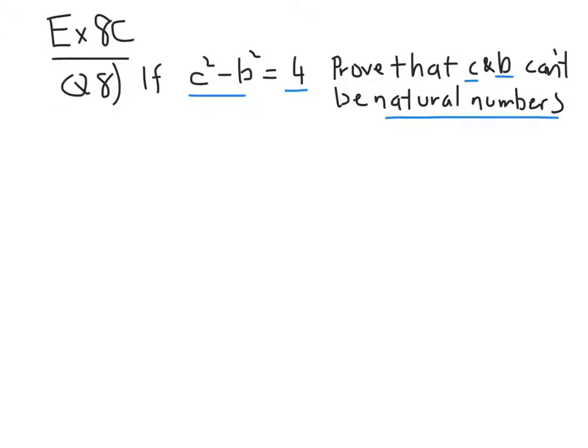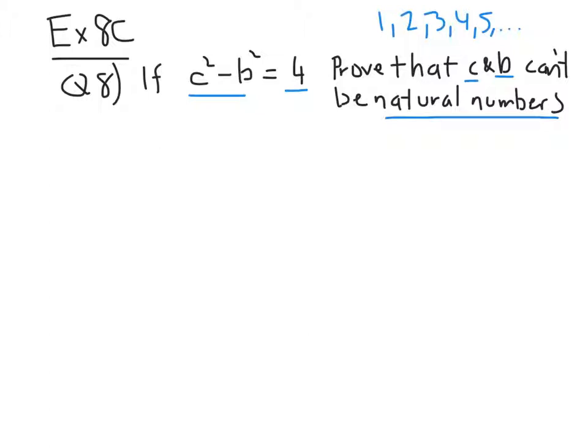Now natural numbers are 1, 2, 3, 4, 5, etc. going up like that. 0 is not a natural number, and nor can a fraction or a negative number be a natural number. A natural number is something that you can point to and count, like 1 orange or 2 apples or 3 bananas, that type of thing.